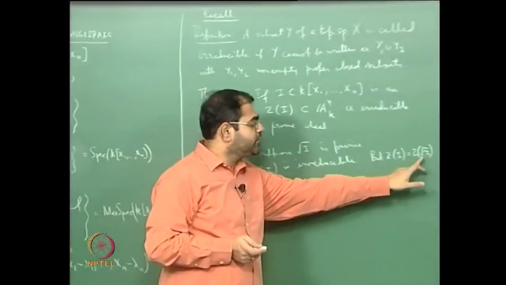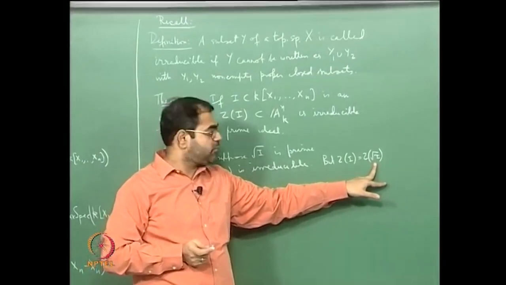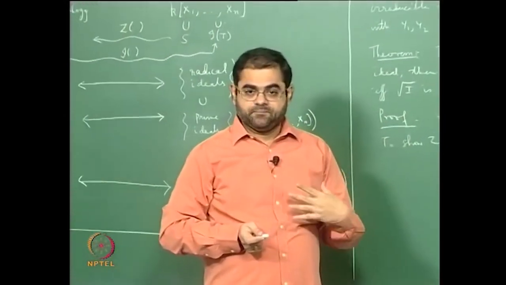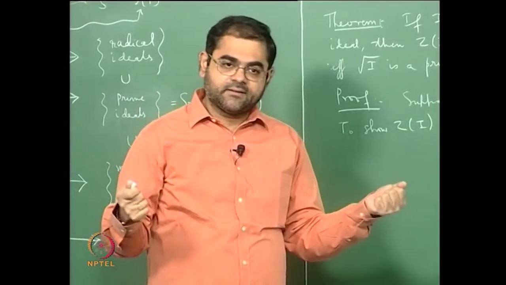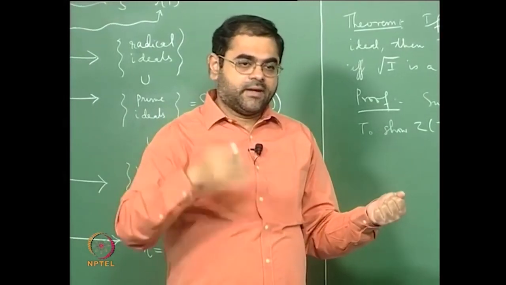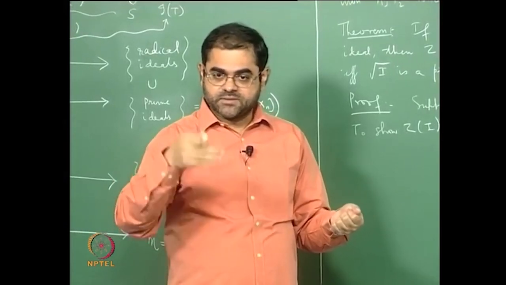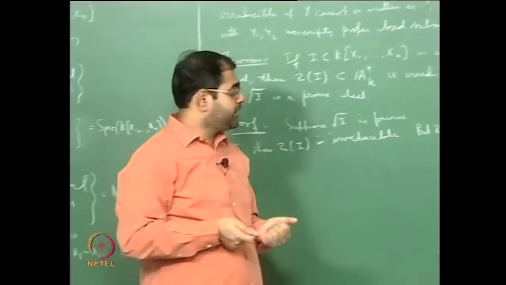But even otherwise this is quite trivial to see directly, because rad I, mind you, is defined to be all those polynomials some positive integral power of which lies in I. So taking the radical of an ideal is like expanding that ideal to include nth roots of its members, that is nth roots for positive n, right.